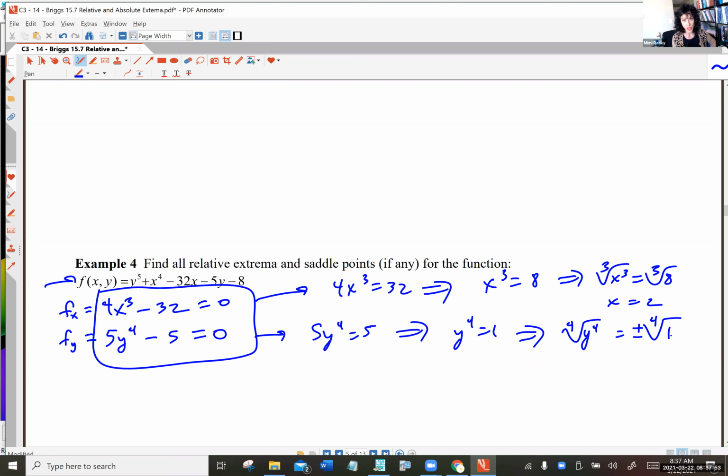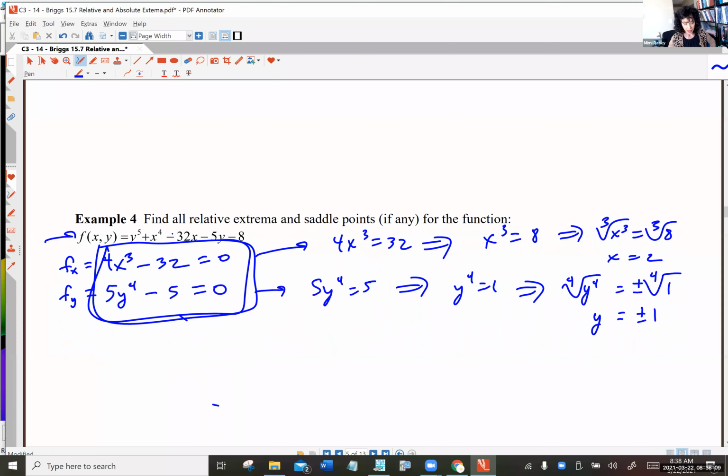Even roots like square root, fourth root, sixth root, etc., you've got to have the plus or minus. So plus or minus 1 is what y is equal to. Now here's the weird part. When you have a system of equations where each equation has only one variable in it, you mix and match to get your critical points. What the heck do I mean?